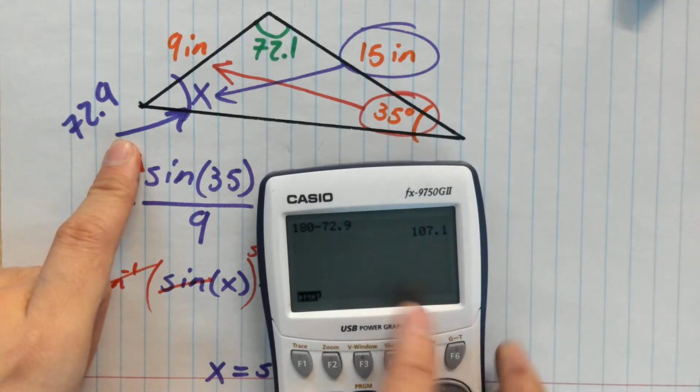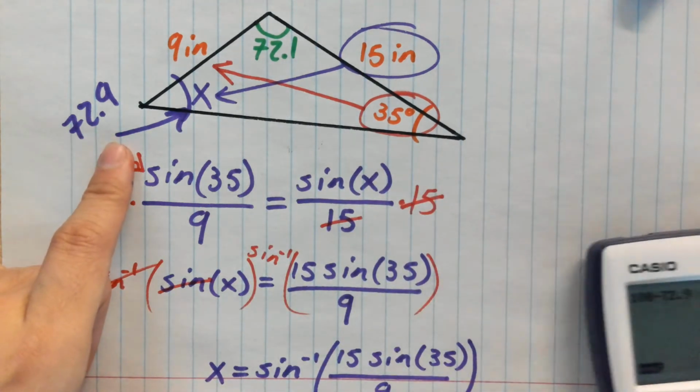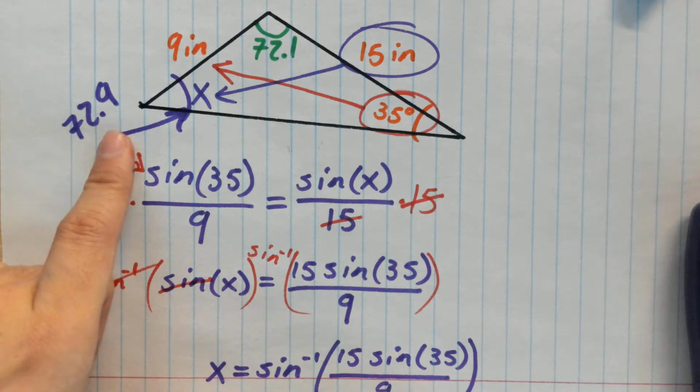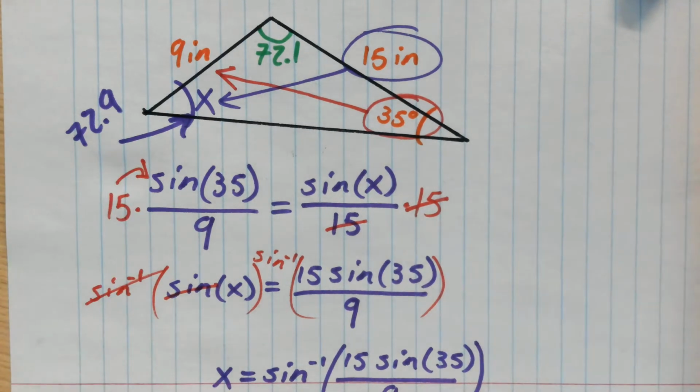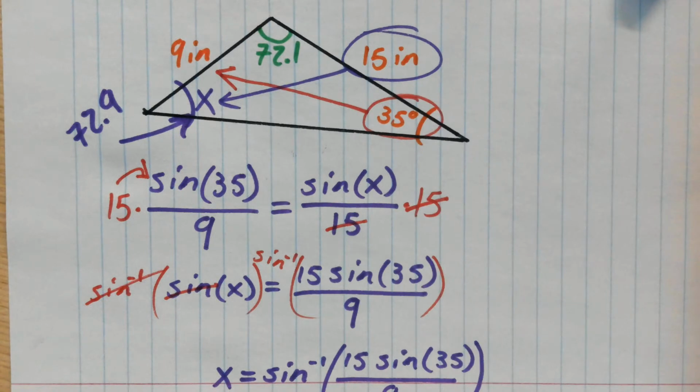Just subtracting 180 from 72, that'll give me a second solution for this angle. Why are you doing that? That'll be the second solution to this triangle. How do you know which angle you're supposed to subtract? So the first one that I found. So the first one that you find, that's the one that you subtract the 180 from.